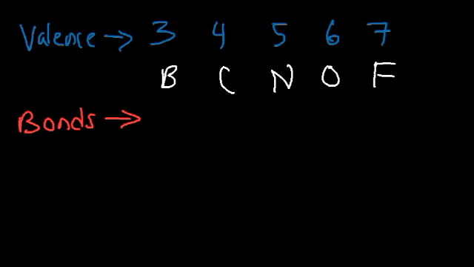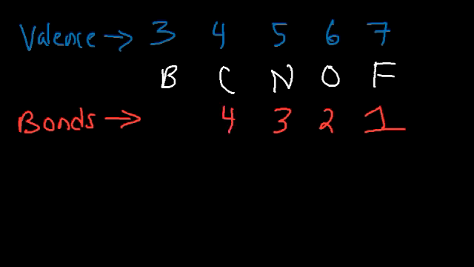Because fluorine has 7 valence electrons, it needs 1 more to get to 8. So fluorine usually likes to form 1 bond to get that 1 electron that it needs. Oxygen, which has 6 valence electrons, needs 2 more to get to 8, so oxygen likes to form 2 bonds. Nitrogen has 5 valence electrons and needs 3 more to get to 8. Nitrogen likes to form 3 bonds. Carbon likes to form 4.